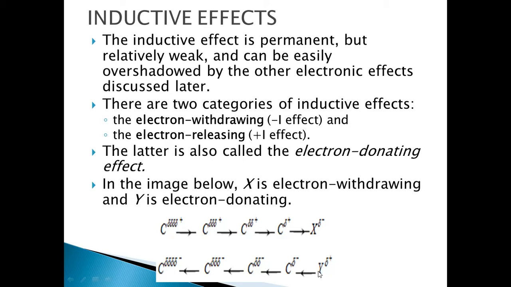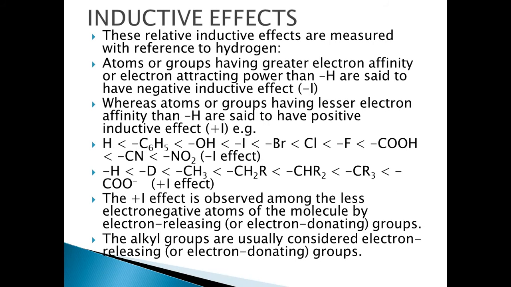In such a situation, we say we have a positive inductive effect, or call it electron donating effect, as you have in this diagram. Here, X is an electron withdrawing species, so it constitutes negative inductive effect, while Y is an electron donating species, so it exerts positive inductive effect. The relative inductive effects are measured with reference to hydrogen.